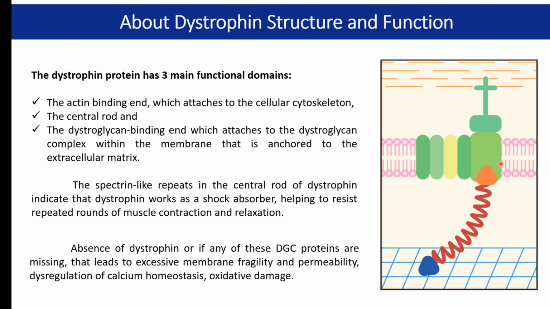And at the other end it has a dystroglycan binding end. This attaches to the dystroglycan protein complex, which is present within the membrane and anchored to the extracellular matrix. The absence of this dystrophin protein, or if any of the proteins in the complex are missing, leads to excessive membrane fragility and permeability. This leads to a dysregulation of calcium homeostasis, which is very much essential.